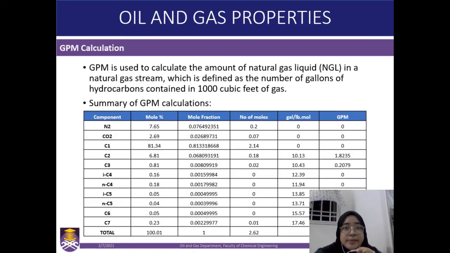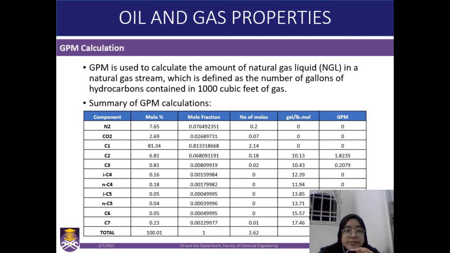In oil and gas properties, we have to calculate the GPM value. GPM is used to calculate the amount of natural gas liquid in natural gas stream, which is defined as the number of gallons of hydrocarbons contained in 1000 cubic feet of gas.